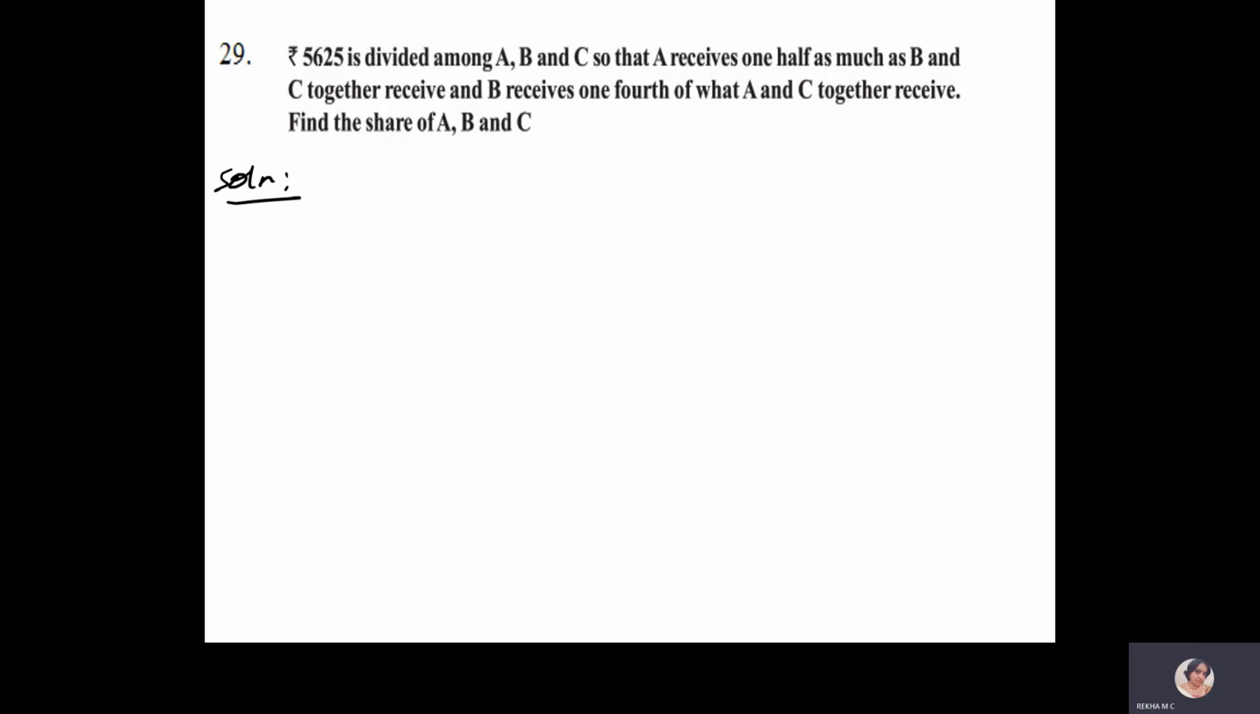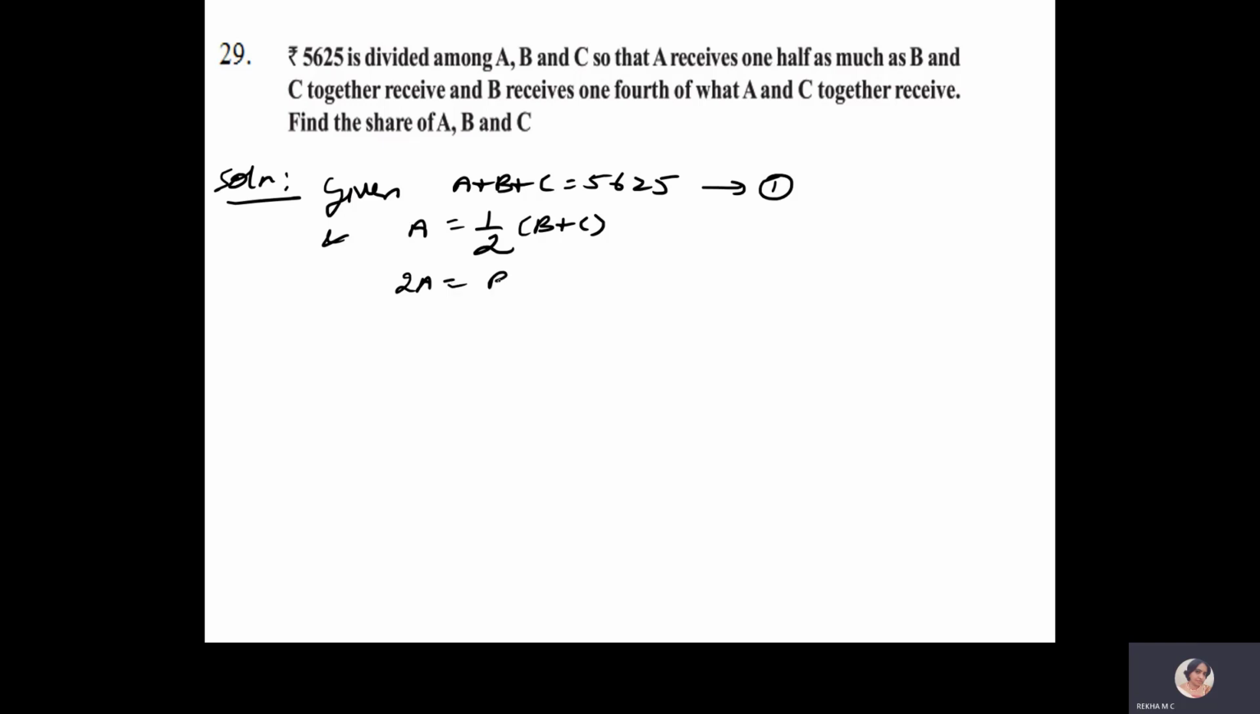It's given rupees 5625 is divided among A, B and C so that A receives one half of as much as B and C together receive, and B receives 1/4 of what A and C together receive. Find the share of A, B and C. So given A plus B plus C is equal to 5625. So call this as 1. And A is equal to 1/2 of B plus C. A receives one half of as much as B and C together receive. So 1/2 of B plus C. So cross multiply, 2A is equal to B plus C. Let me call this as 2.